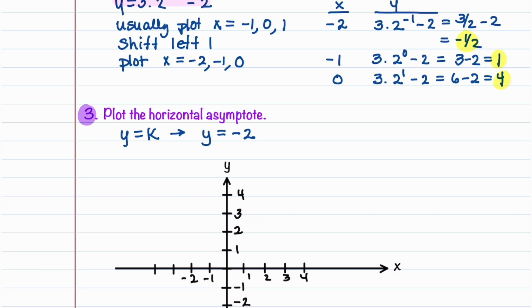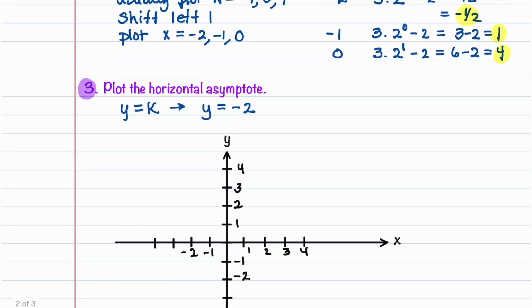Now we're all set, and we can go ahead and plot our horizontal asymptote. That is given by y is equal to -2. So let's go ahead and plot our asymptote.